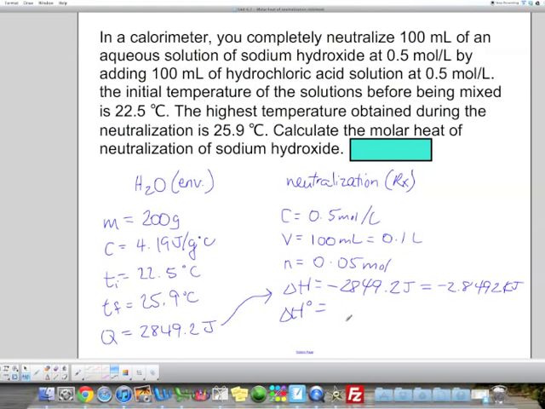That will give me my delta H molar, which is negative 56.984 kilojoules. So this is exothermic. So there you go.